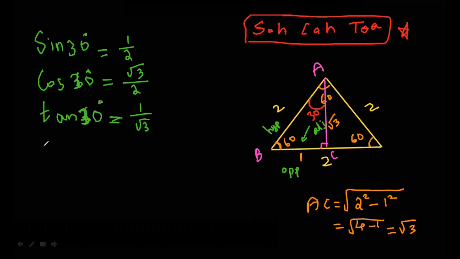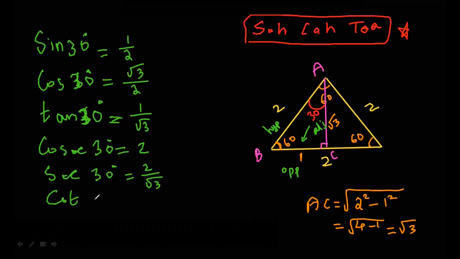If you get sine, cos, and tan, the remaining is very easy. It is the reciprocal. So reciprocal of sine is cosec. So cosec 30 degree equal to the reciprocal of 1 by 2, that is 2 by 1, that is 2. Reciprocal of cos 30 is sec 30. So sec 30 degree will be equal to the reciprocal of root 3 by 2, that is 2 by root 3. And reciprocal of tan is cot 30 degree. Cot 30 degree equal to the reciprocal of 1 by root 3, that is root 3 by 1, that is root 3. Fine. So we got the values of 30 degree.